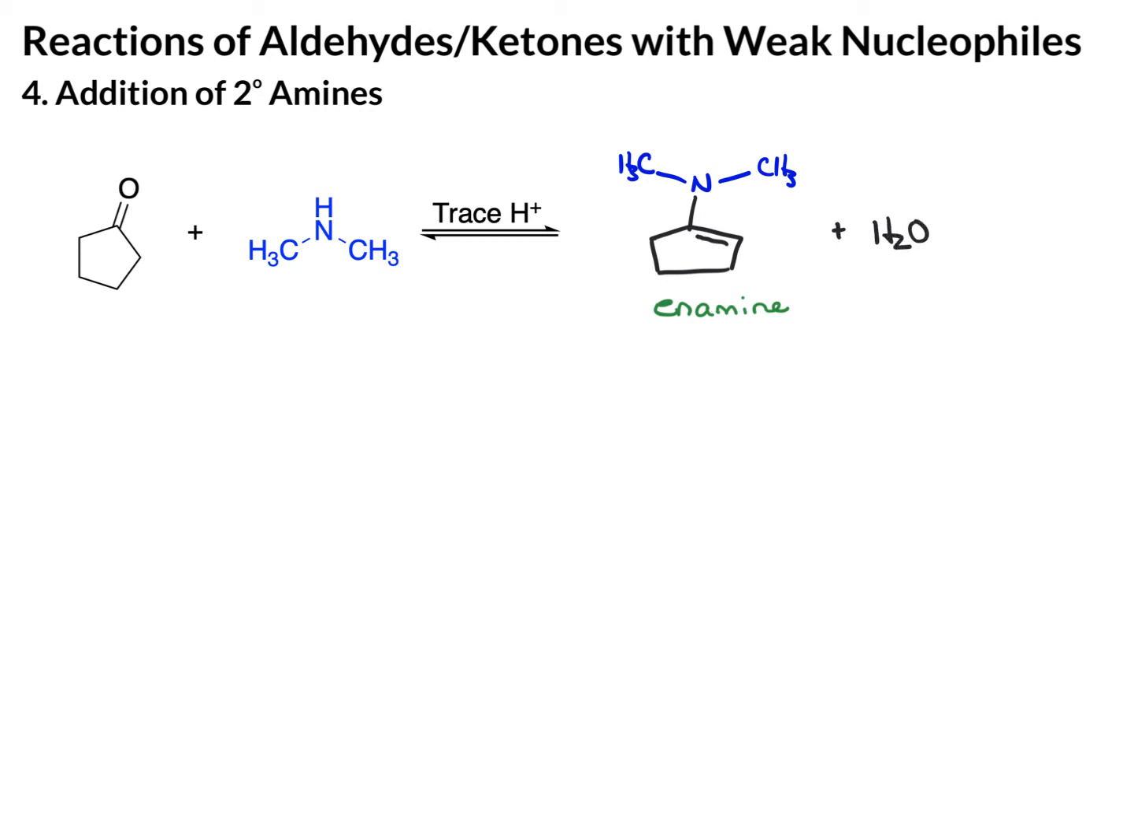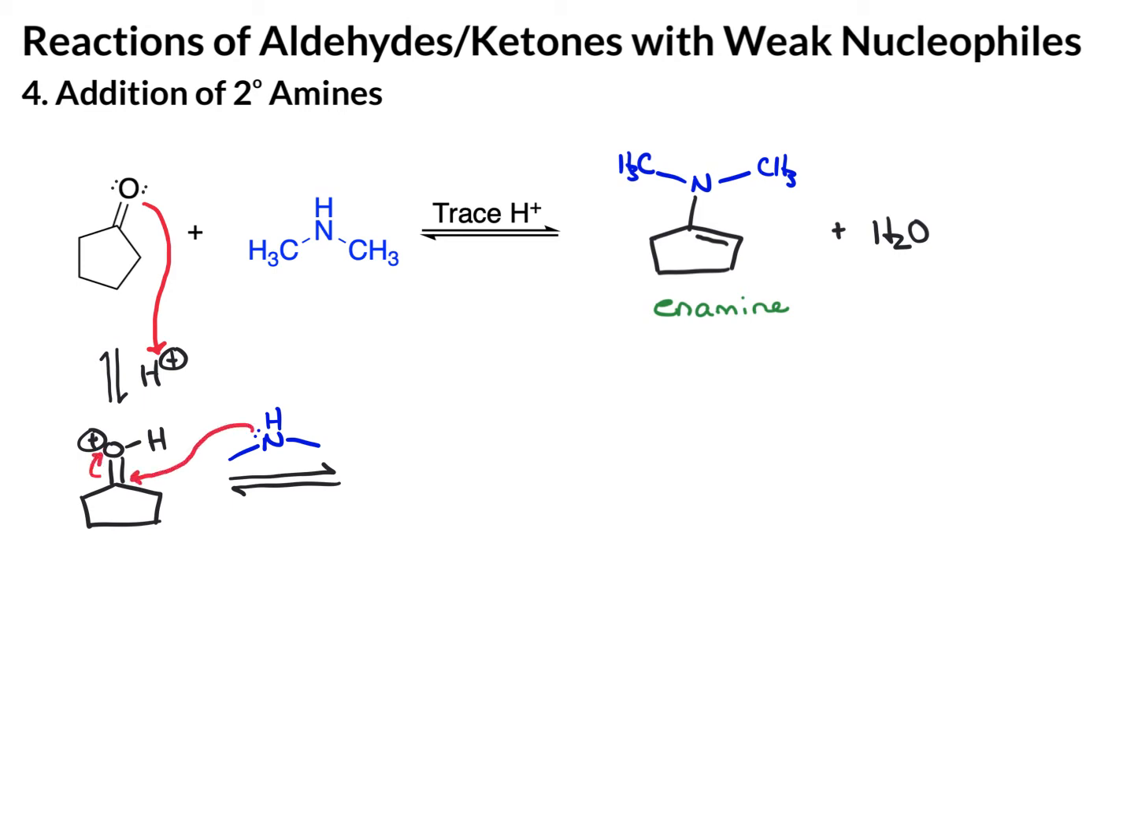Let's go through the reaction mechanism. First step, we're going to use the acid and protonate the carbonyl. So this is identical to what we did with the primary amine. The next step, still nothing new. We're going to use our amine, and I'm going to take its lone pair and add it to the carbonyl carbon and push these electrons up to the oxygen.